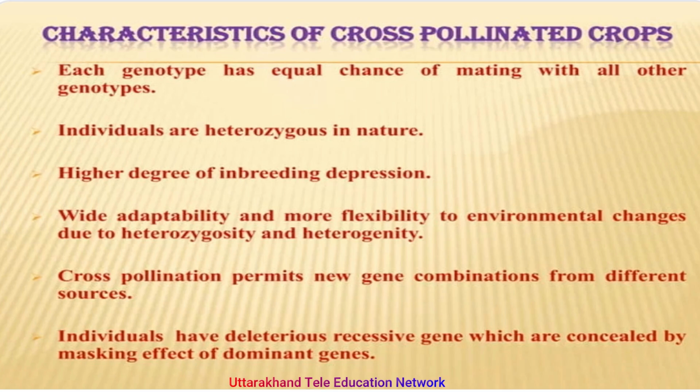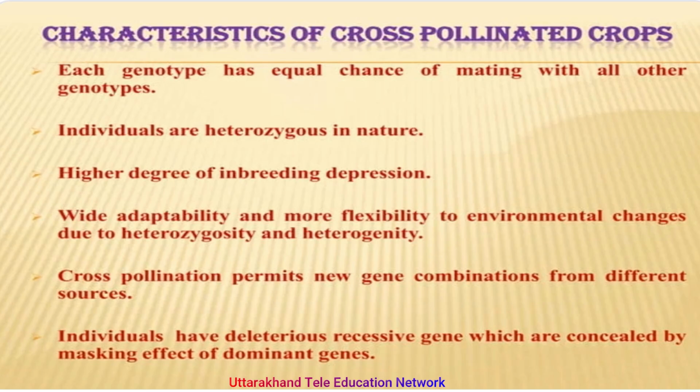Characteristics of cross-pollinated crops. Each genotype has equal chance of mating with all other genotypes. Individuals are heterozygous in nature, with higher degree of inbreeding depression, wide adaptability and more flexibility to environmental changes due to heterozygosity and heterogeneity.